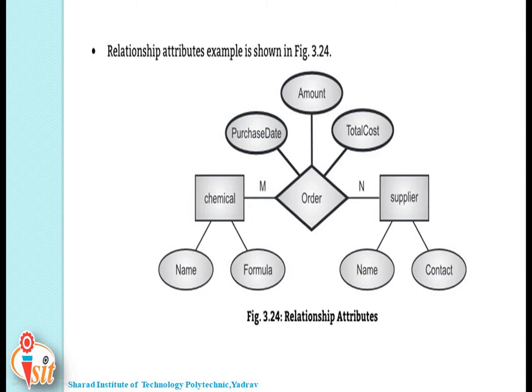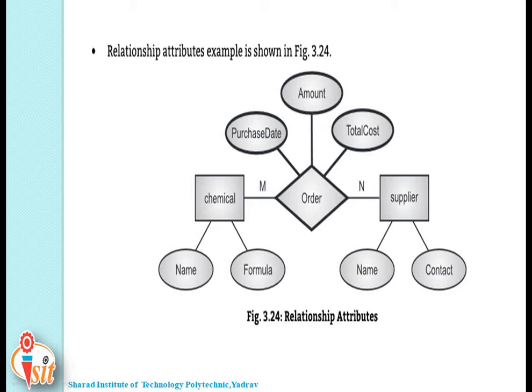Here you can see an example of a relationship attribute. The figure shows the relationship type order which connects entities like chemical and supplier. The relationship is many to many because each chemical can be from several suppliers and each supplier has a number of chemicals. That's why it is known as a many to many relationship.